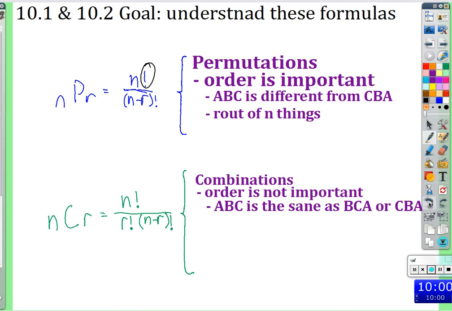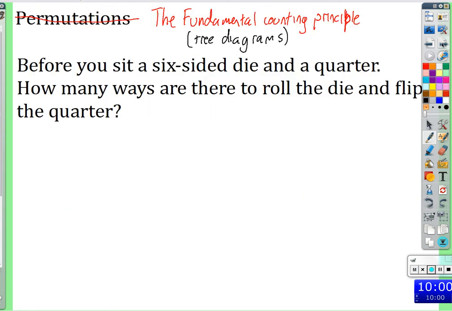So let's start. Before you can understand what that exclamation mark means, we need to talk about, not permutations first, but before that, the fundamental theorem, or fundamental counting principle. We can think of that as tree diagrams. You already know the fundamental counting principle, I'm sure you do. But before I just say you know it, let's go over some examples.